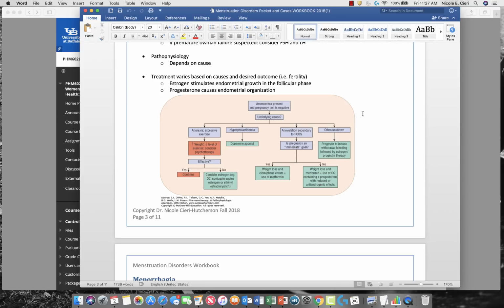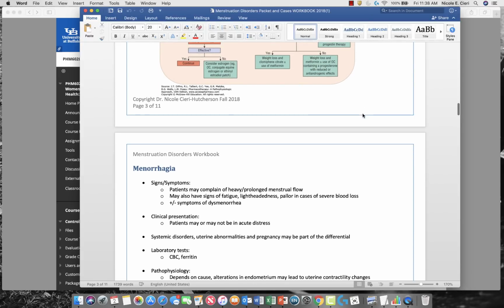So for non-pharmacologic management as a whole, weight gain is something that can usually help, especially if patients are anorexic or excessive exercisers and have lost their period as a result of that. And then additionally, calcium and vitamin D is usually recommended regardless of the cause of amenorrhea. So this can be another non-pharmacologic recommendation that you make.